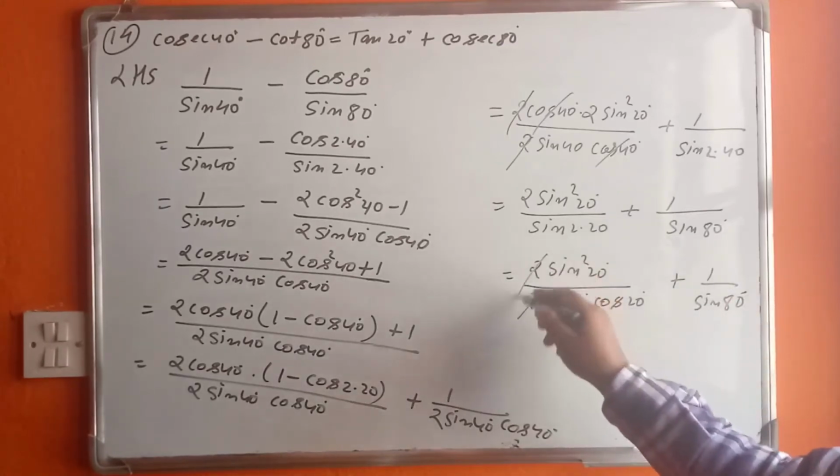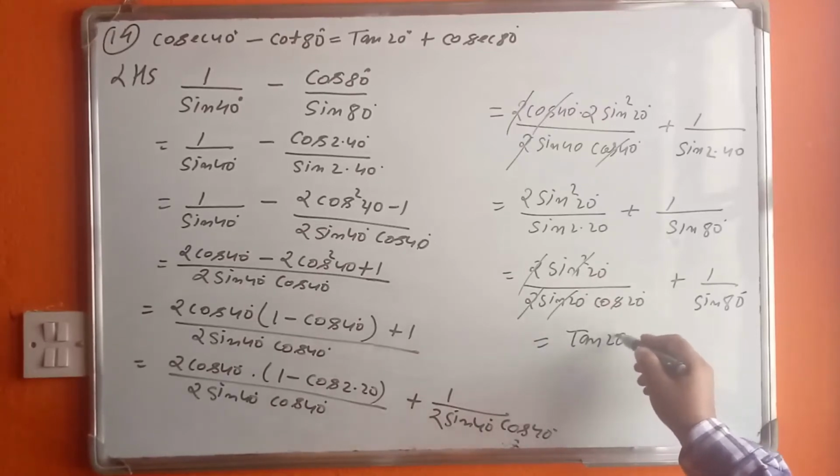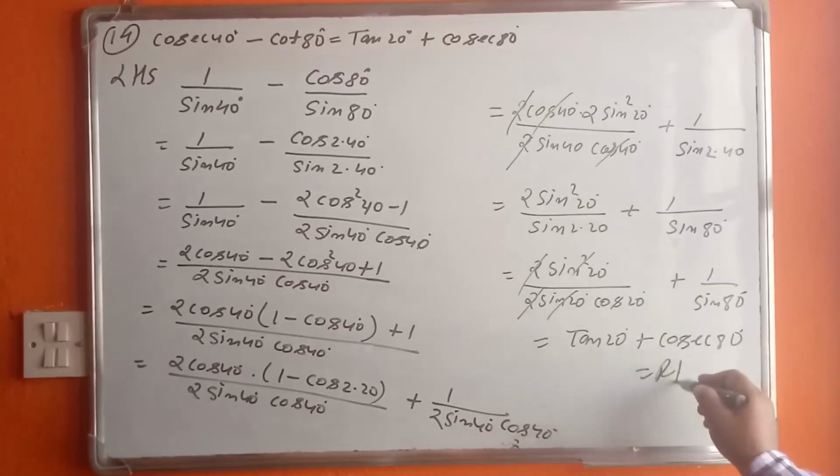Now last step is 2 to cancel. Square also cancel. Sin 20 by cos 20 is sin 20 degree. This is cosec 80 degree. This is RHS proved.